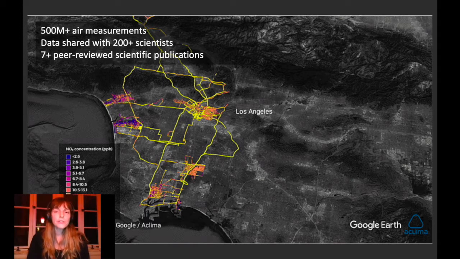And over several years, we captured a lot more air quality measurements and have since shared that data with over 200 scientists who have then in turn published over 7 peer-reviewed scientific publications that we know of. And we carry out this work with one goal. Our goal is to help cities and other groups, other organizations within cities make decisions toward healthier, more sustainable cities.